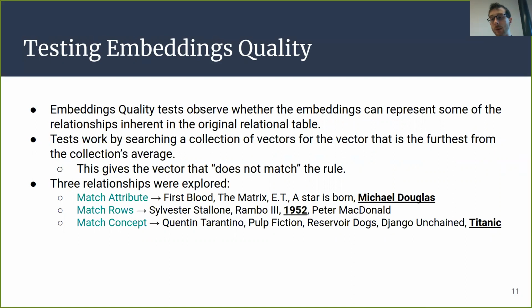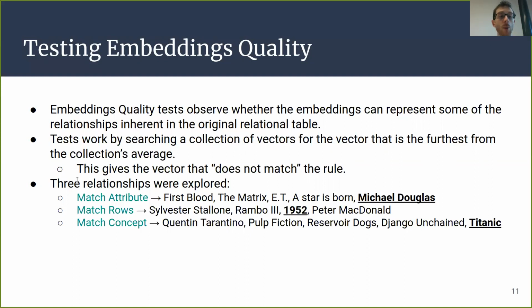As for the task that we conducted, the first thing that we tested was observing if the embeddings were able to represent some of the relationships intrinsic in the starting relational table. And we devised a selection of tests to do so. We implemented 3 of them: match attribute, match row, and match concept. Some simple examples are shown here, and more detail is in the full paper.